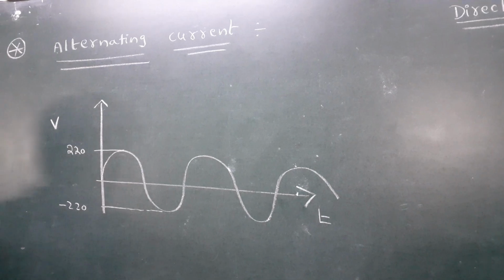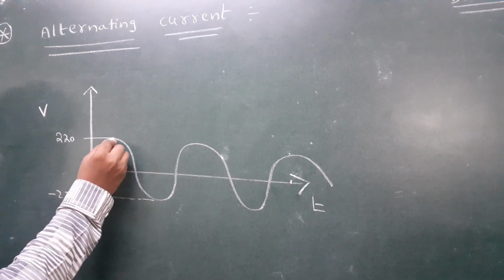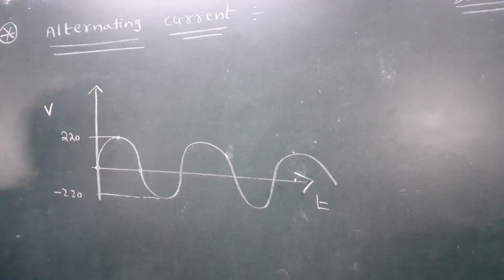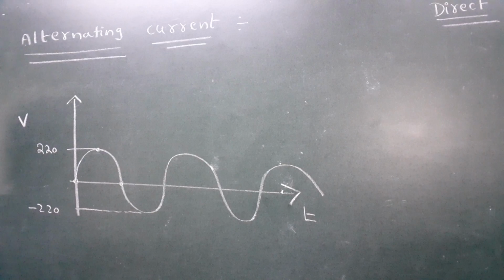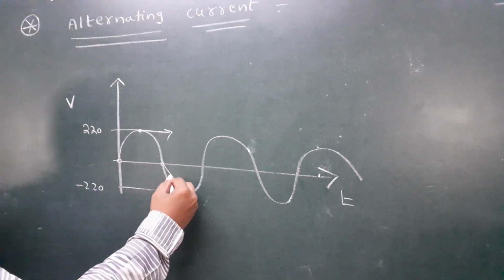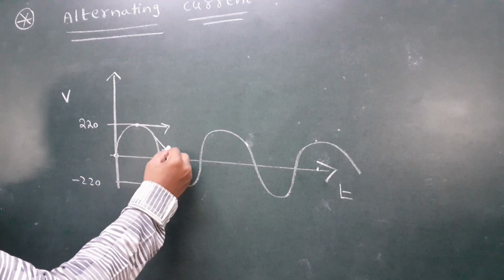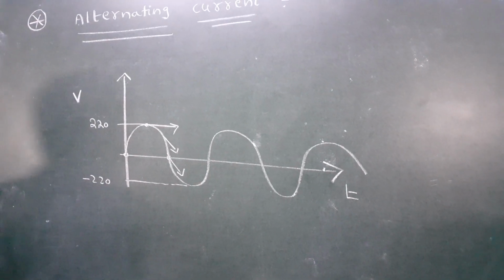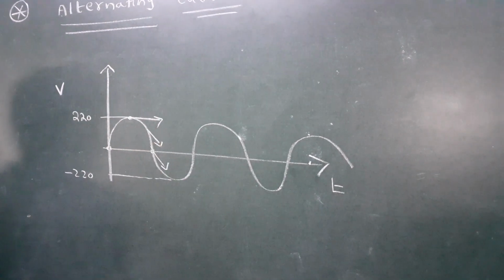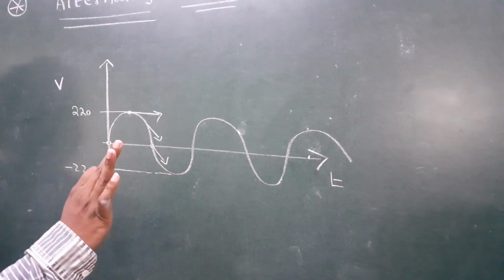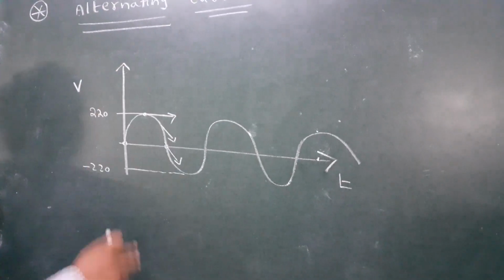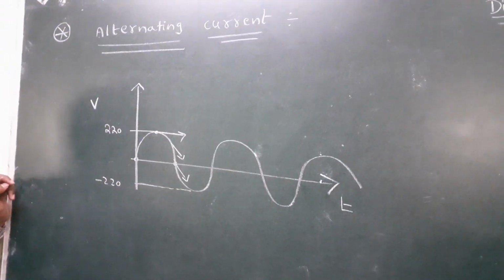That means here 0, here 220, here 0, here minus 220. That means voltage changes in magnitude, and here tangent drawn, here tangent drawn, here tangent drawn. Tangent gives the direction of voltage. That means here voltage direction also changes. That means simply, alternating current or alternating voltage means it changes with respect to time.